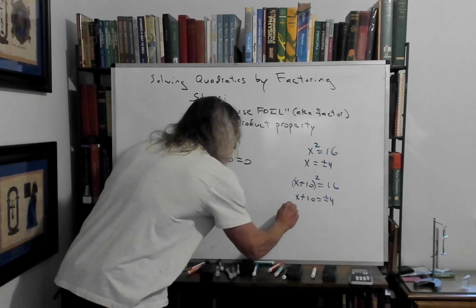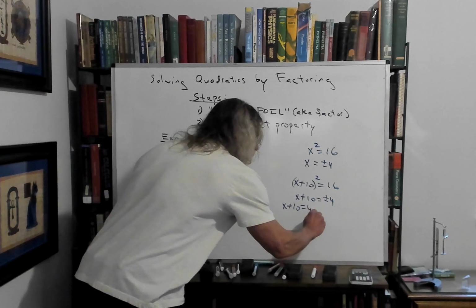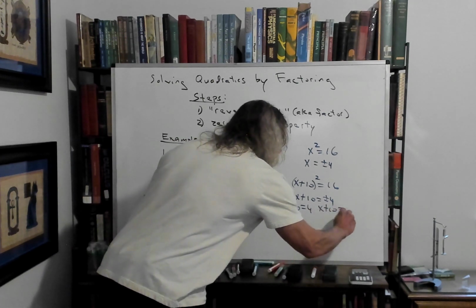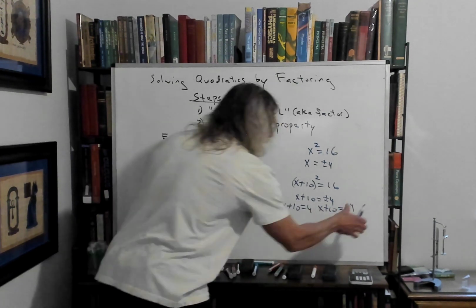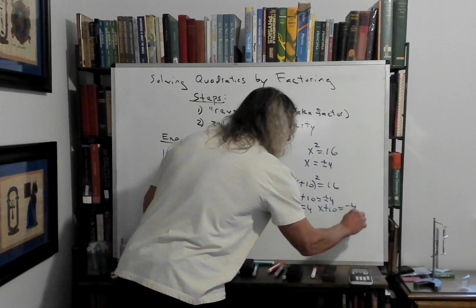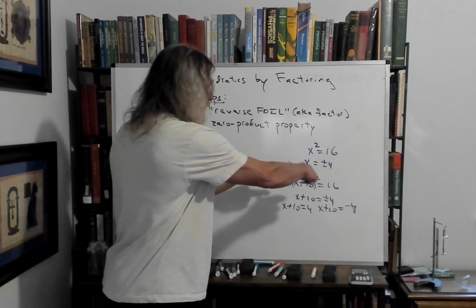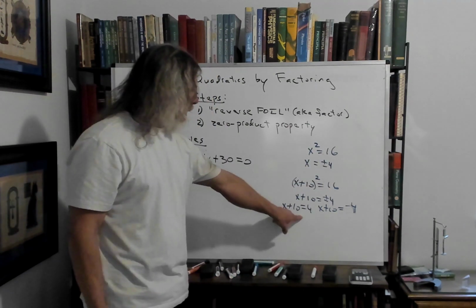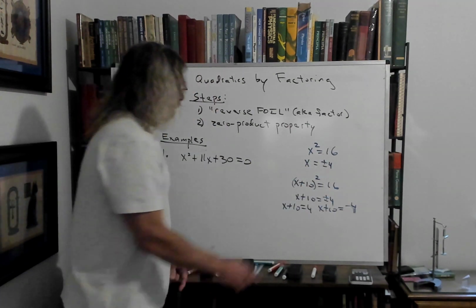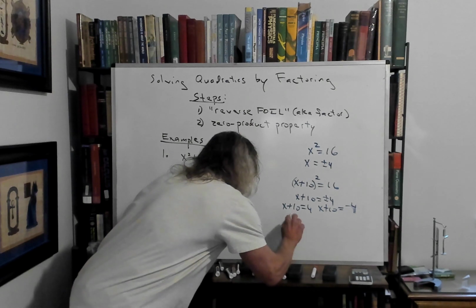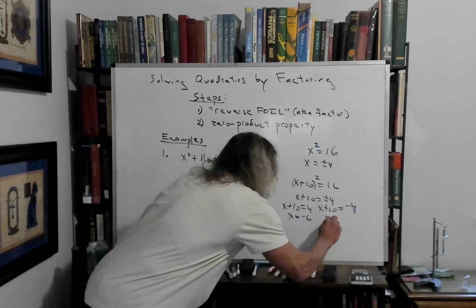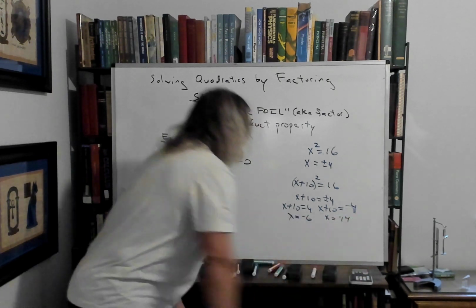And then we do x plus 10 is 4, x plus 10 is negative 4. Solve each of these individually. We square root, we break it apart into two things with a positive 4 and the negative 4. Subtract 10. We could get negative 6 or negative 14.